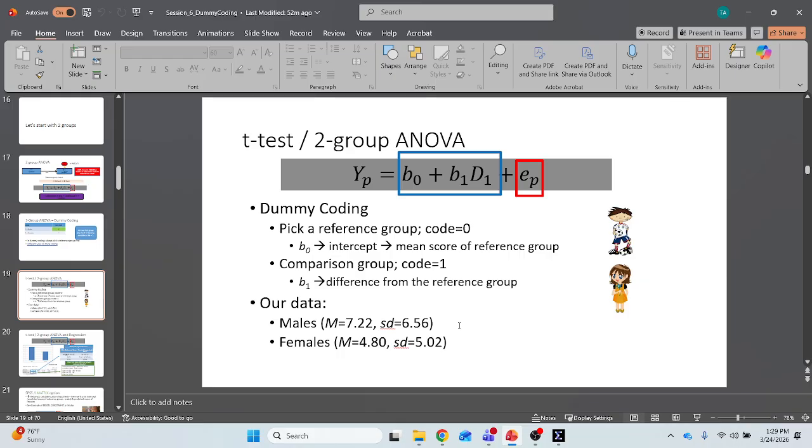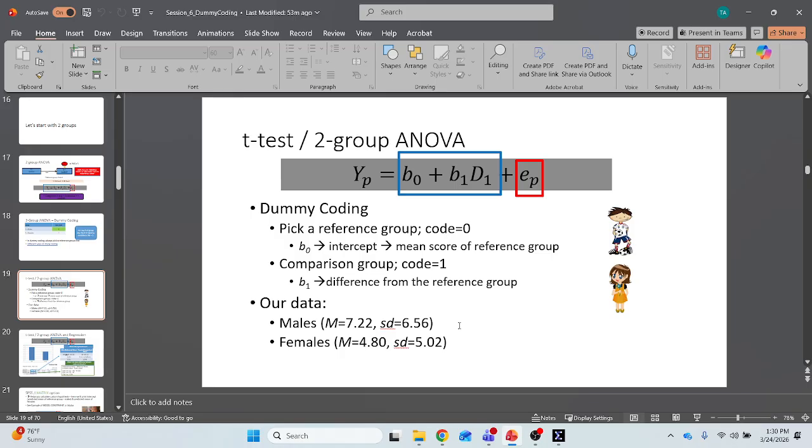Remember this one? It only goes from 0 to 1. If this is 0, it's a male. If it's a 1, it's a female. Right? So if it is 0, again going back to the definition of intercept, the expected score when all of your predictors are 0. If this is 0, it's a male, so it's the expected score of the reference group. With me so far? Okay.